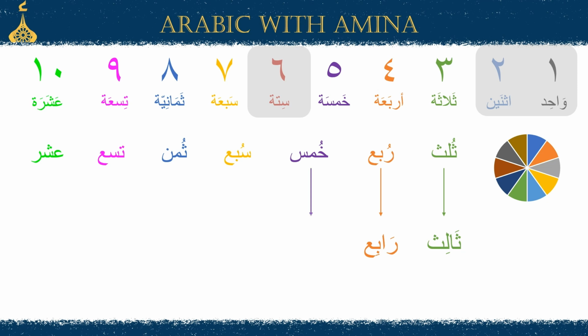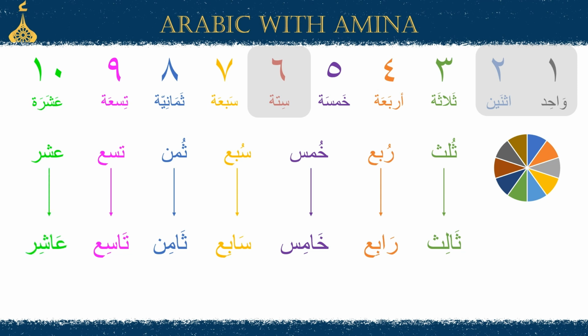To say fifth, خامس. Seventh, سابع. Eighth, ثامن. Ninth, تاسع. 10th, عاشر. You can see that all the fractions have the same letters that are present in the numbers.